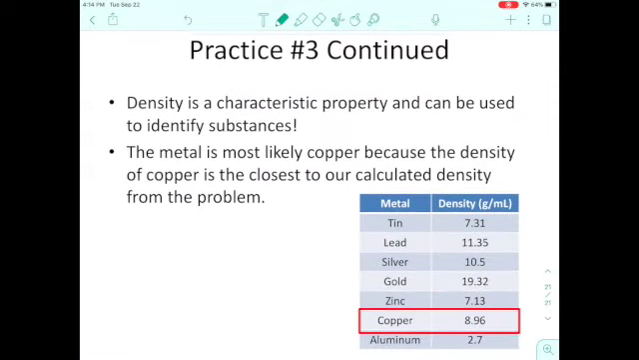And so we can scroll down to check. So yes, density is a characteristic property and can be used to identify substances. The metal is most likely copper because the density of copper is the closest to our calculated density from the problem.